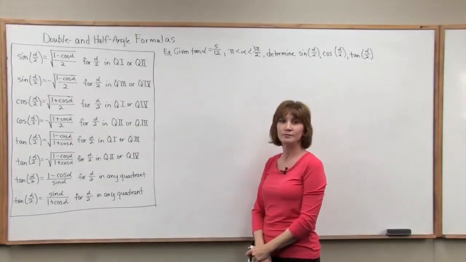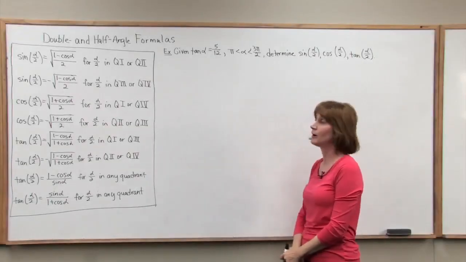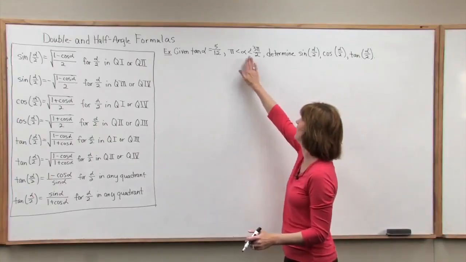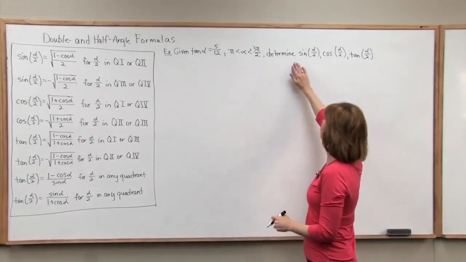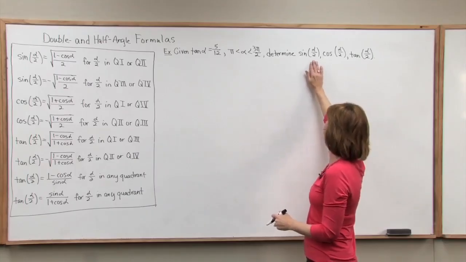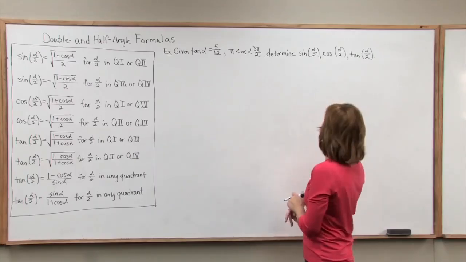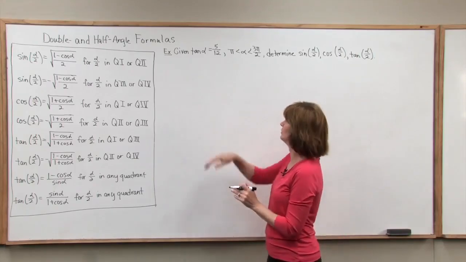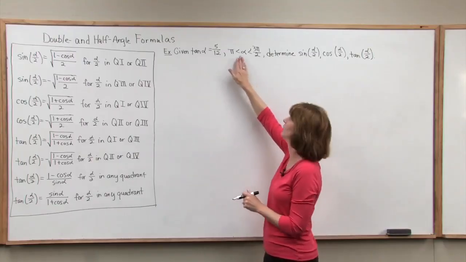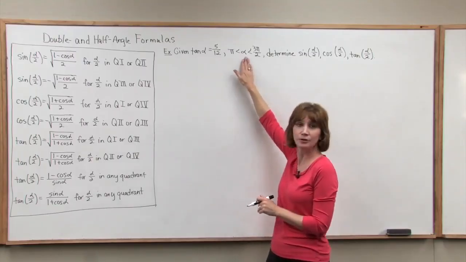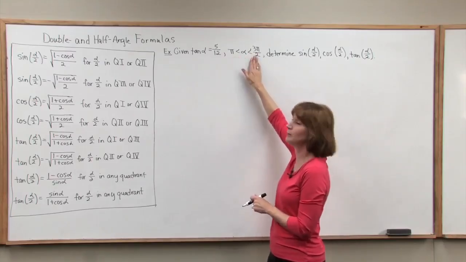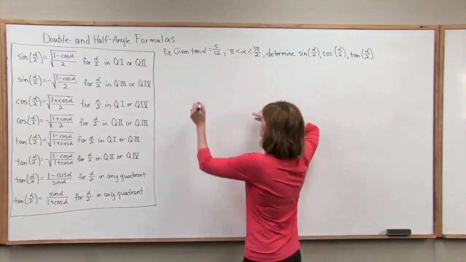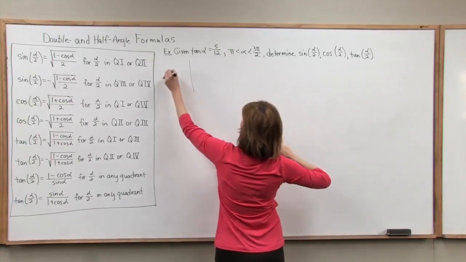In this example, we're given the tangent of alpha is 5 over 12. We're told that alpha is between pi and 3 pi over 2. And we want to determine the exact value of sine of alpha over 2, cosine alpha over 2, tangent alpha over 2. Well, the first thing we need to do is draw a picture for alpha. We know the terminal side lies in quad. If you're between pi and 3 pi over 2, that means it lies in quad 3. So let's draw a picture for alpha.